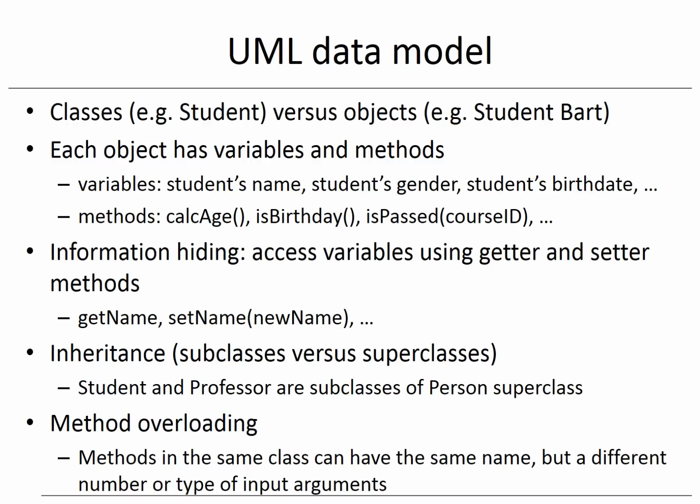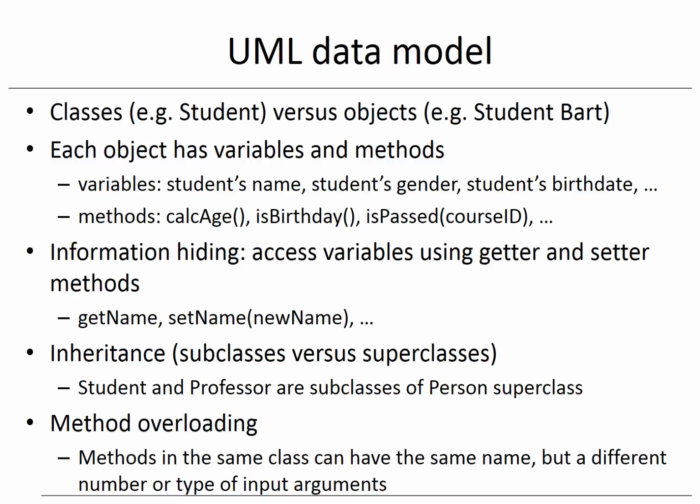Information hiding or encapsulation states that the variables of an object can only be accessed through either getter or setter methods. A getter method allows to retrieve the value of a variable, whereas a setter method allows to set it. The idea is to provide a protective shield around the object to make sure that values are always correctly retrieved or modified.